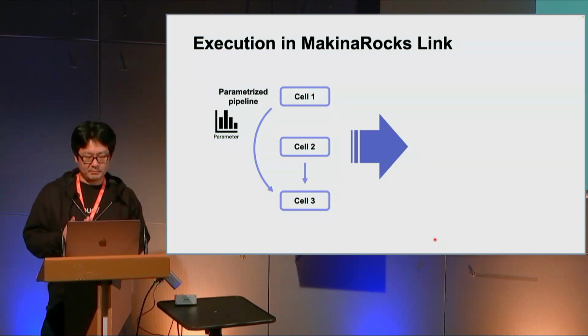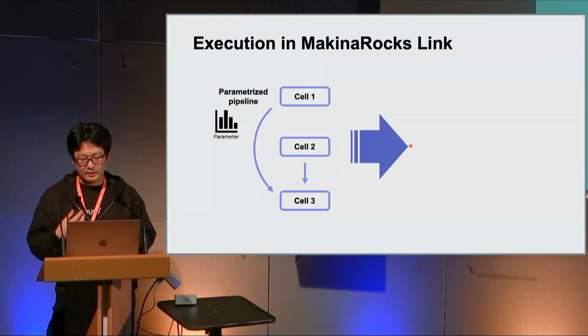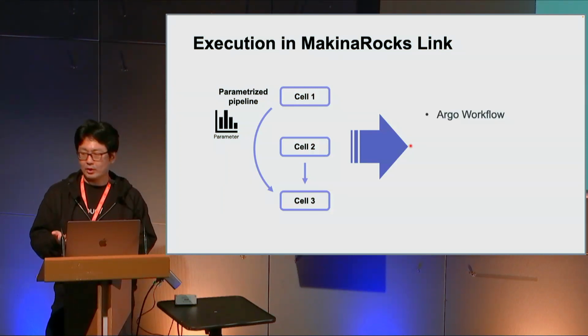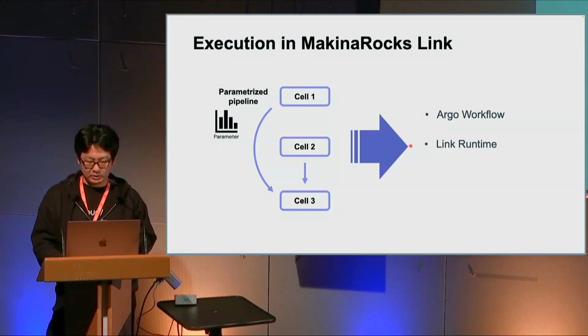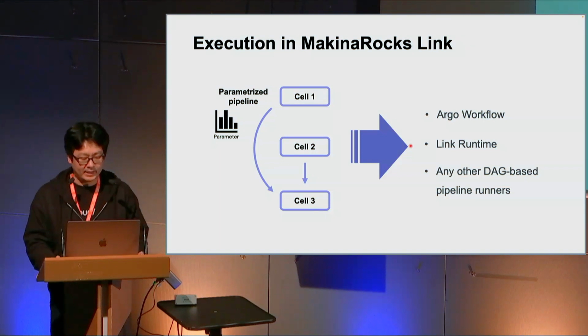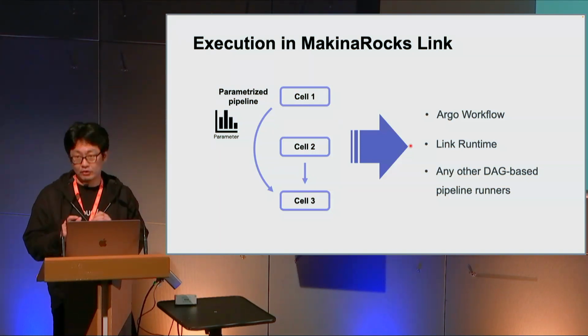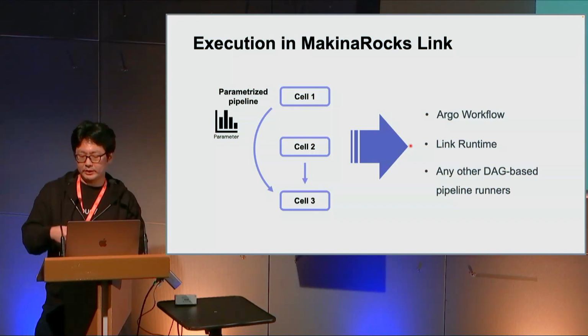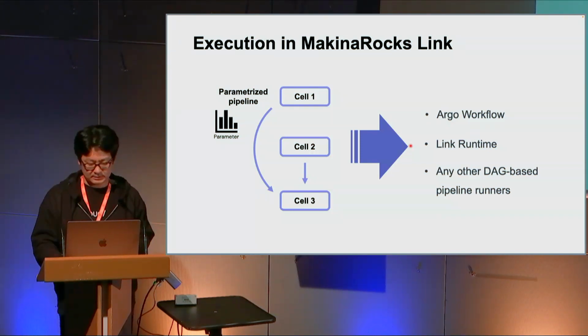So Link pipeline also has built-in parameter injection ability. Also, once you successfully run your pipeline, you can export your Link pipeline into an Argo workflow pipeline, or our pipeline definition that you can run outside of the Jupyter. And by writing appropriate converters, we can basically support any other DAG-based pipeline runners, like Airflow or other pipeline runners, right? So I think this makes MakinaRocks Link a very good entry point to MLOps for data scientists. Okay.